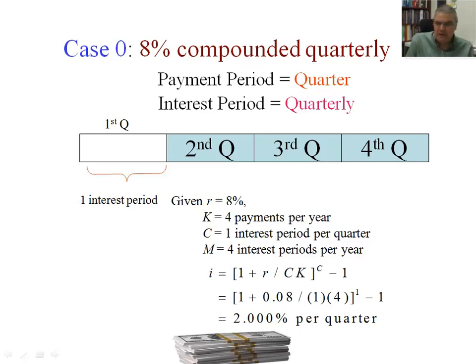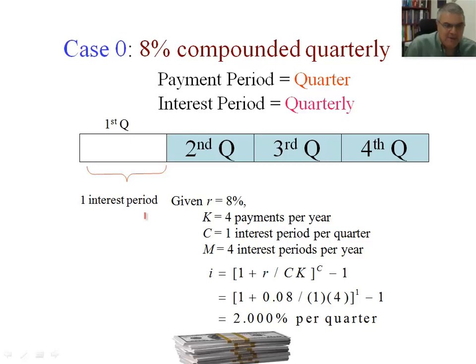So the different cases I would like to discuss with you here. This is the first case, which I call case 0. In case 0, let's assume that we have 8% compounded quarterly. The payment period is per quarter, and the interest period is also quarterly, so they are the same. There are 4 payments per year. Capital C is 1, that is the interest period per quarter.